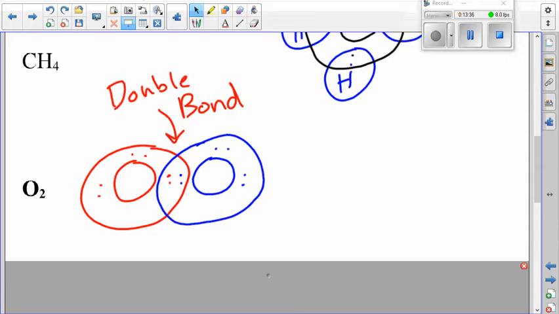And again, you'll see people kind of connect these, so they're like 1 bond, 2 bonds. They kind of connect those electrons right there. So you got a double bond.